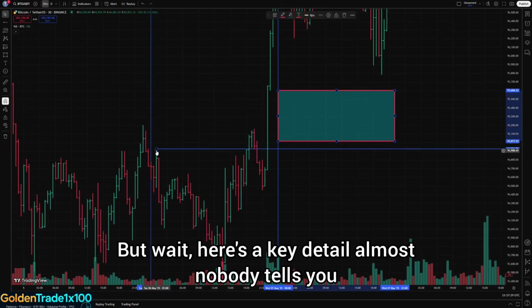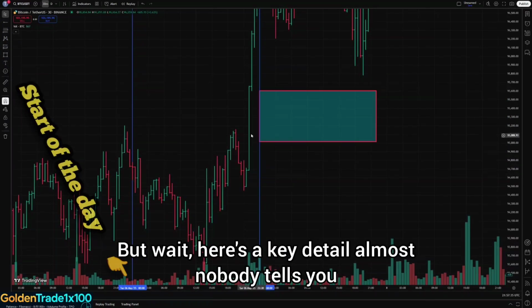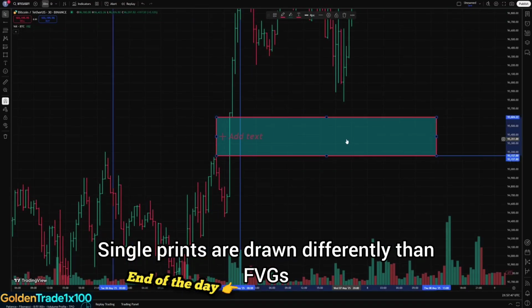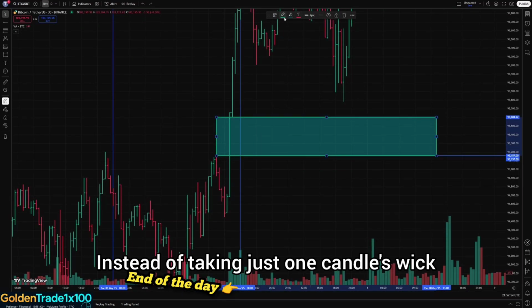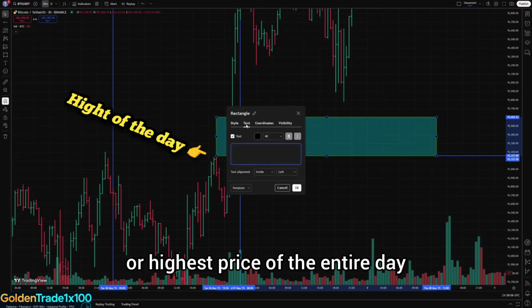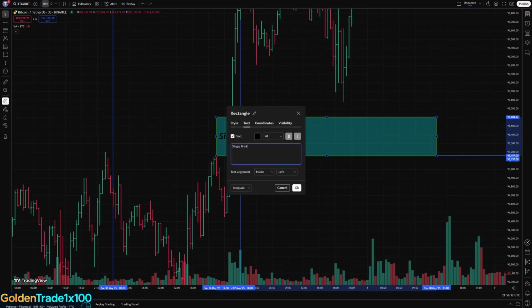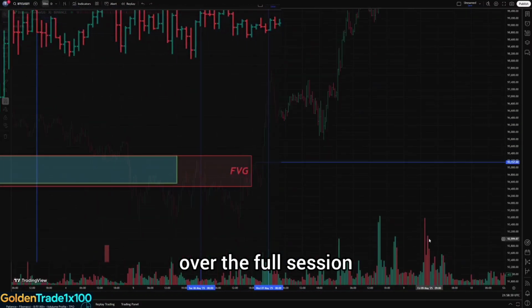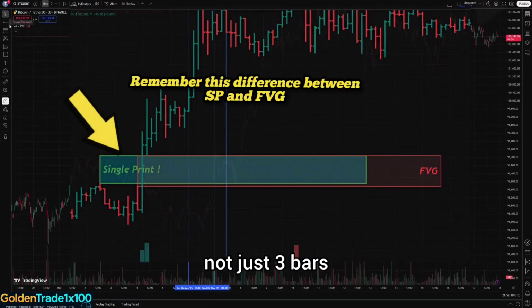But wait, here's a key detail almost nobody tells you. Single prints are drawn differently than FVGs. Instead of taking just one candle's wick, you measure from the lowest or highest price of the entire day. Why? Because TPO logic looks at time-based acceptance over the full session, not just 3 bars.